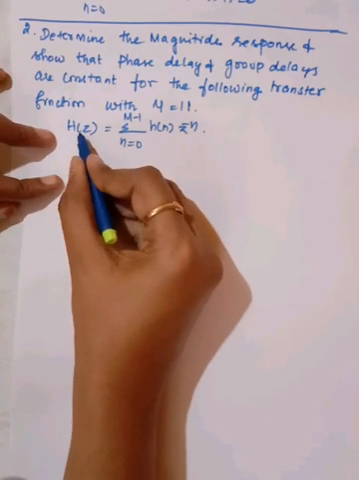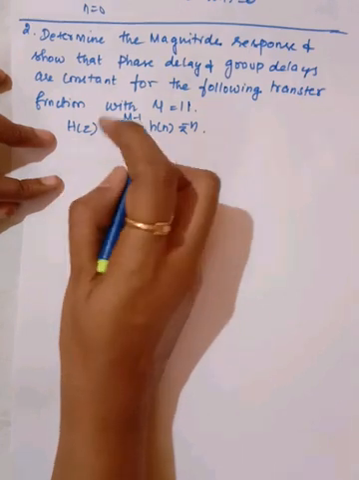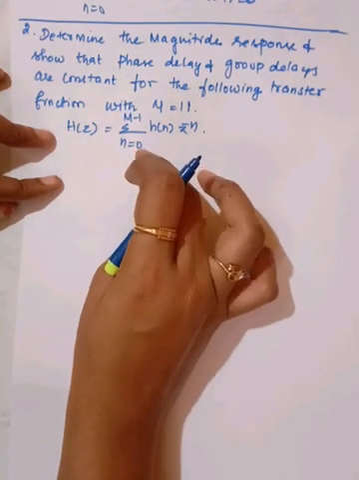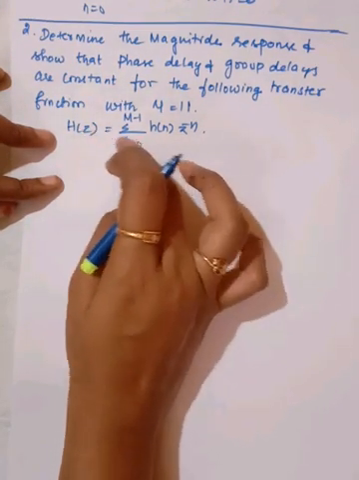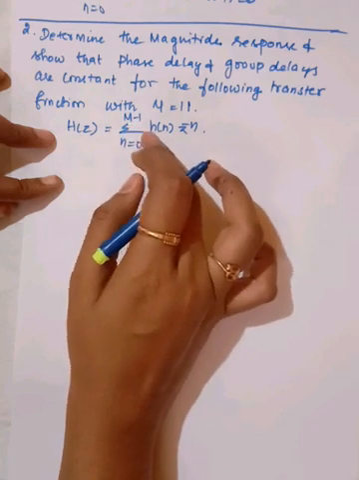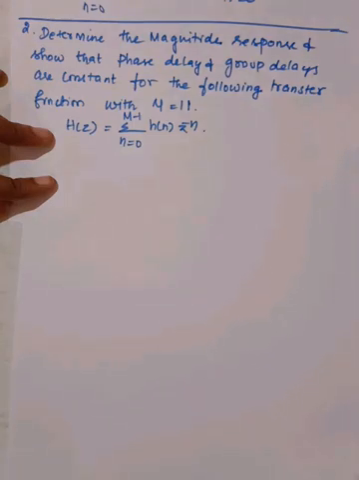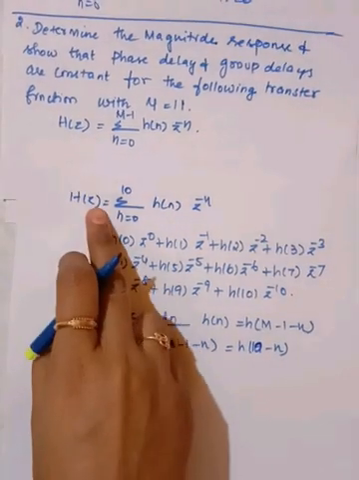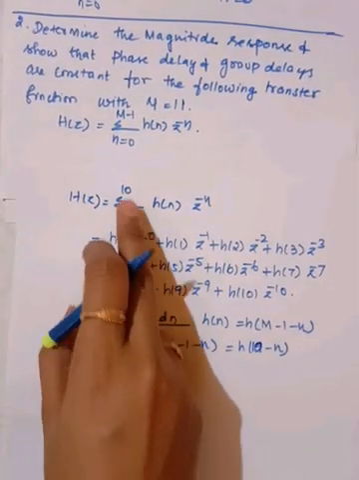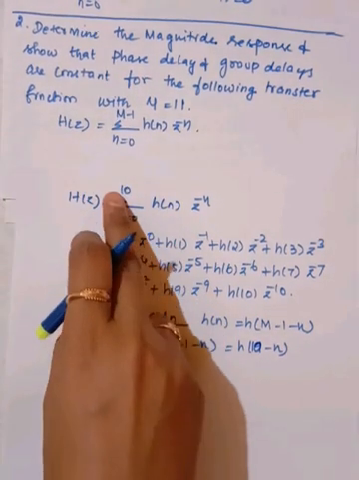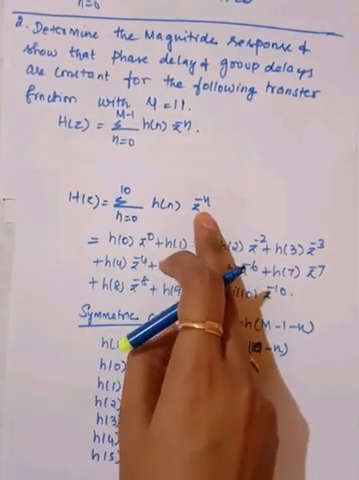Before substituting z is equal to e power j omega, I will apply the symmetric condition, expand this and perform some simplification. After that I will substitute h of e power j omega in this case. Now I have considered this transfer function and I have used m is equal to 11. So m minus 1 is 10, h of n z power minus n.